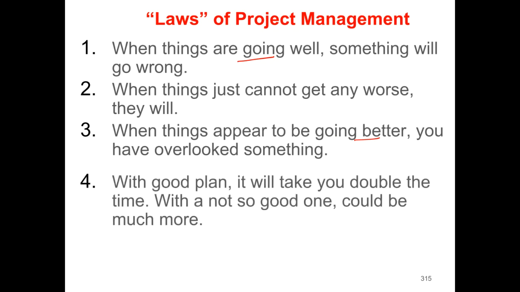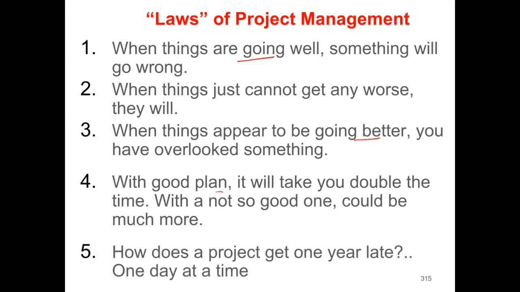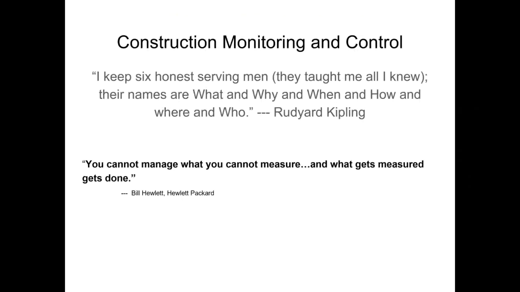With a good plan, it will take you double the time. With a not so good plan, it could be maybe 5 or 6 times more. So just make sure that what you plan is just a plan. Once you start implementation and execution, things may end up taking much more than what you originally estimated. And then how does a project get 1 year late? One day at a time. So these are minor issues which escalate to major problems. So this is just a tongue-in-cheek illustration of things which go wrong, and the importance of monitoring and control.